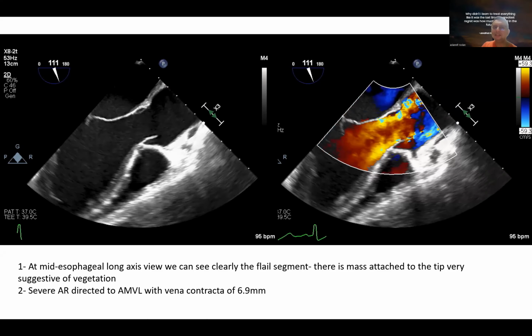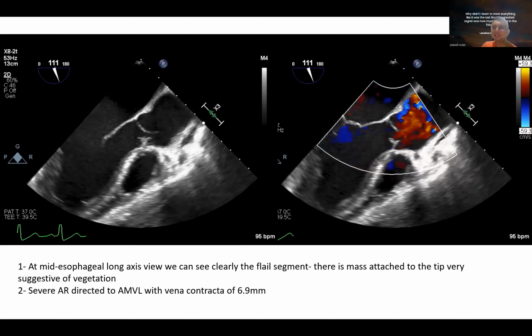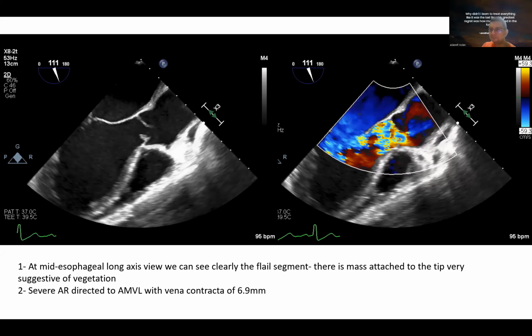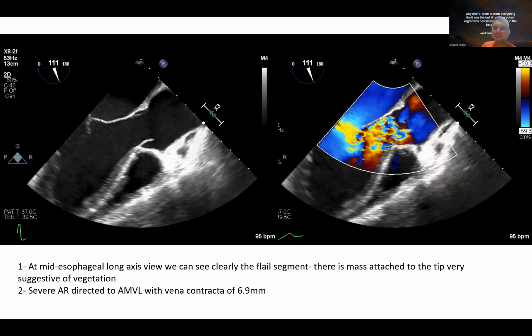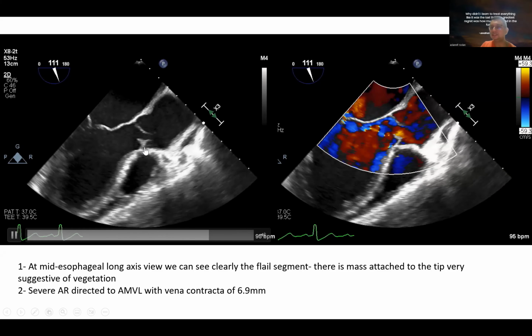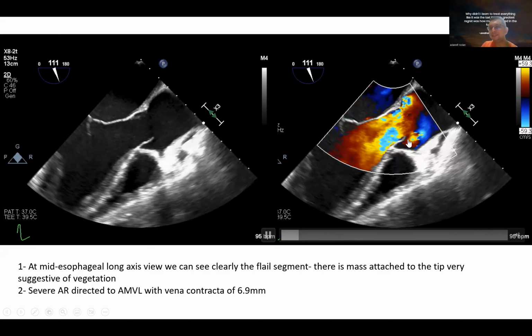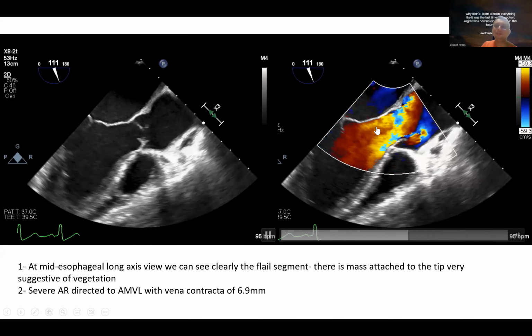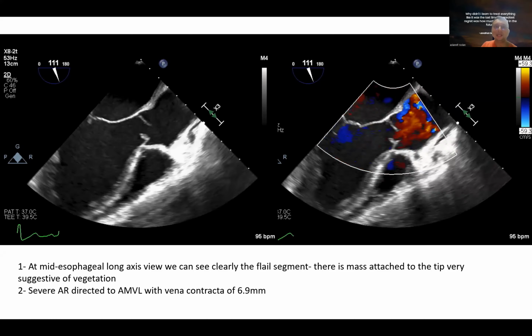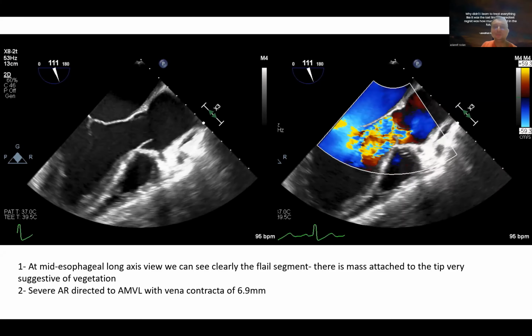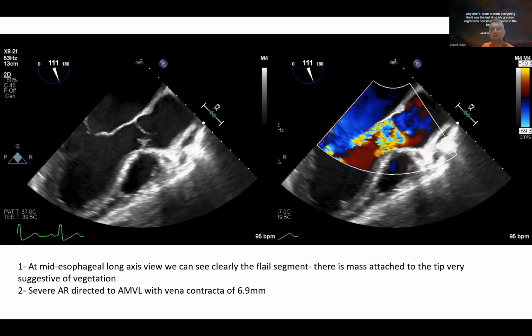So this patient does not present with infective endocarditis signs and symptoms, but in fact has a vegetation that caused the aortic regurgitation. And you can see here the regurgitation going opposite towards the anterior mitral valve leaflet. Remember that this is TEE, and therefore the view is opposite to those that you see in transthoracic echocardiogram.